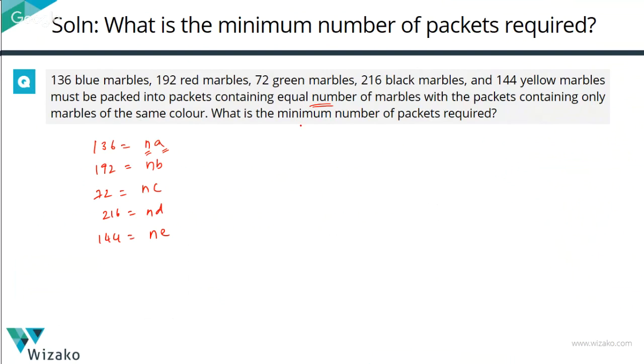We are looking at the minimum number of packets. So we need the least possible value for a plus b plus c plus d plus e. Which essentially means that we need to minimize each of these numbers. Consequently, it means that we need to maximize n. N is a factor common to all these numbers. And we need to maximize that factor. Boils down to finding out the HCF of all of these numbers. Start by prime factorizing them. 136 is an 8 into 17. So that becomes 2 cubed into 17.